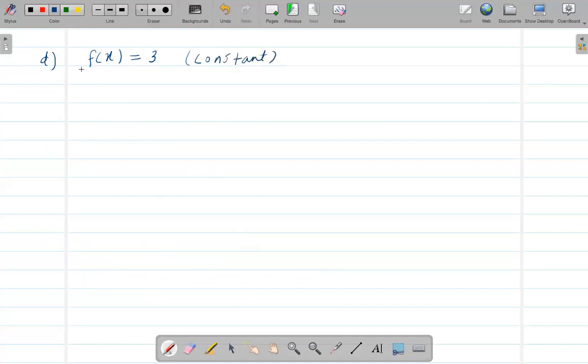If I want to take the derivative of a constant, then the derivative of a constant is always 0. And you can now take this as another property. So the derivative of a constant is always 0.